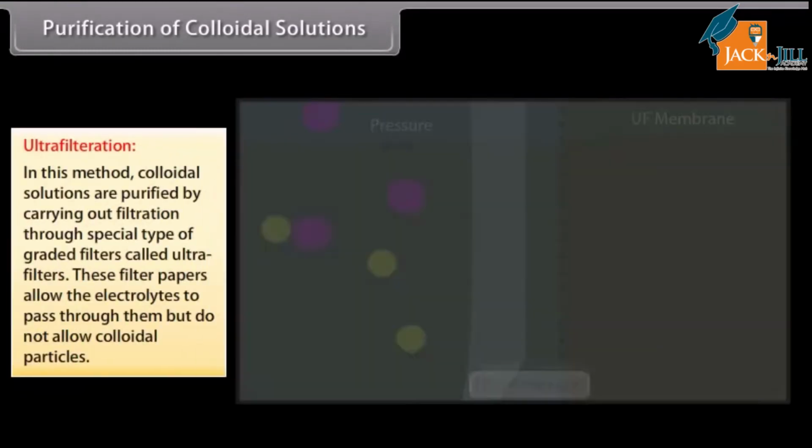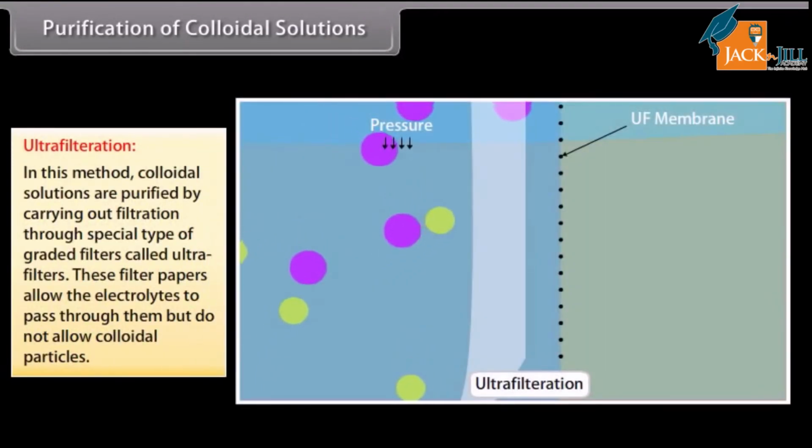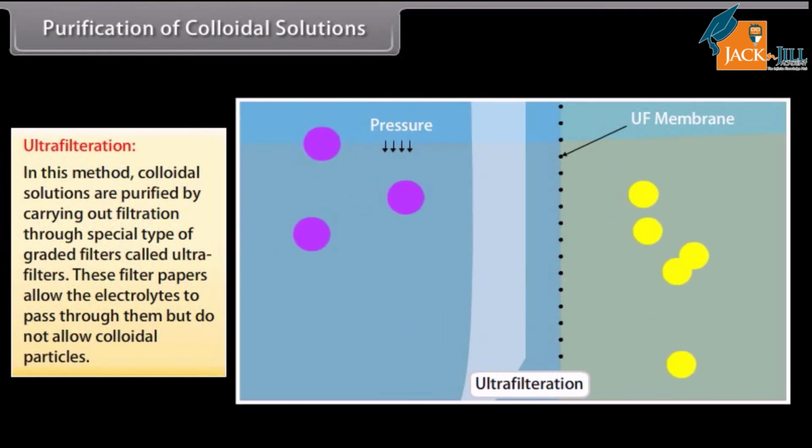Ultrafiltration. In this method, colloidal solutions are purified by carrying out filtration through special type of graded filters called ultrafilters. These filter papers allow the electrolytes to pass through them but do not allow colloidal particles.